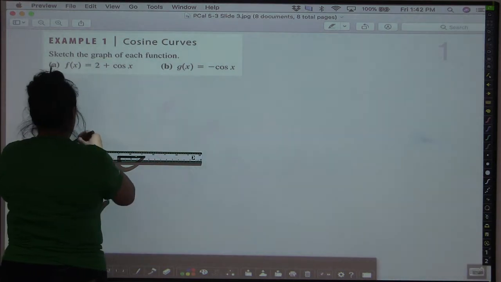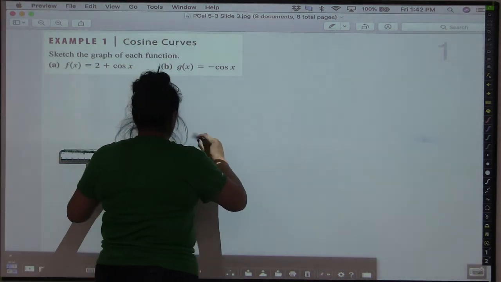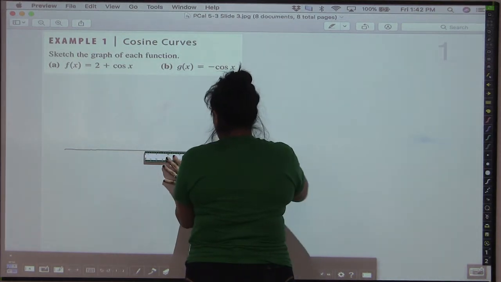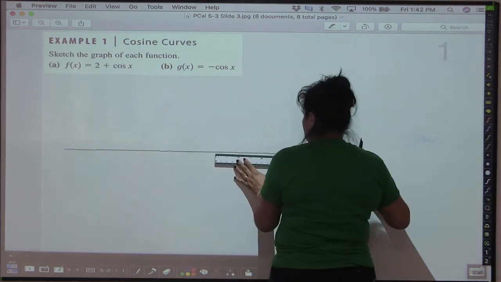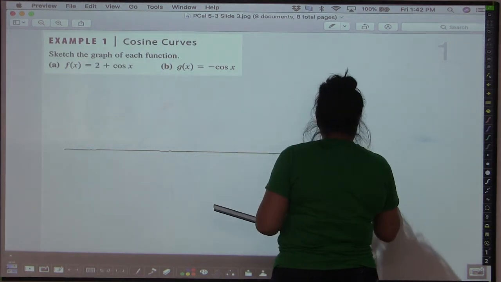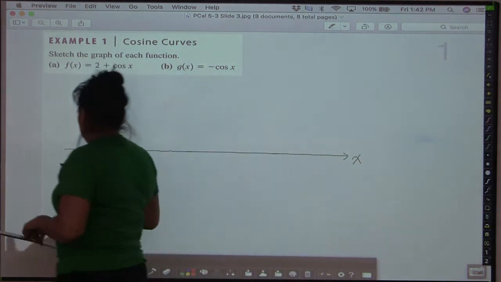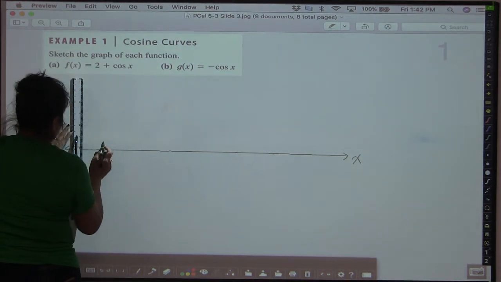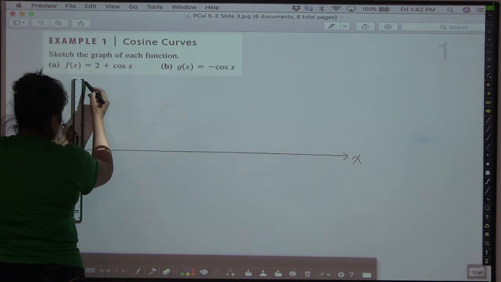Let me get in here so I can write. My horizontal axis, and I make it generally longer than you typically would see. And remember what I said earlier about always wanting 2 periods. So we're going to call that X. And remember that even though it says X, it's basically like the T number line.